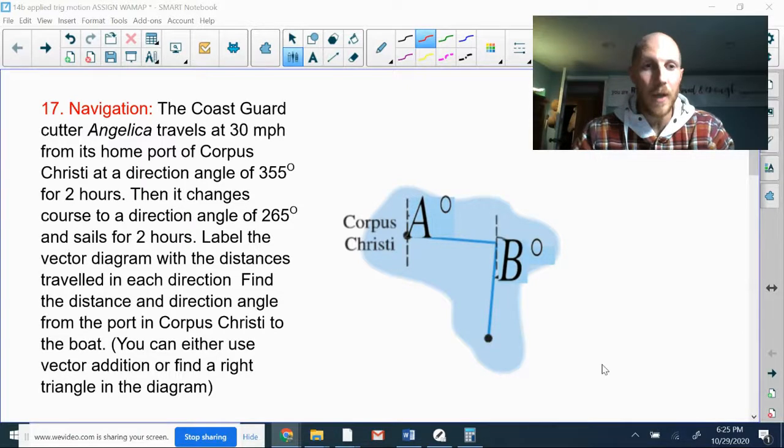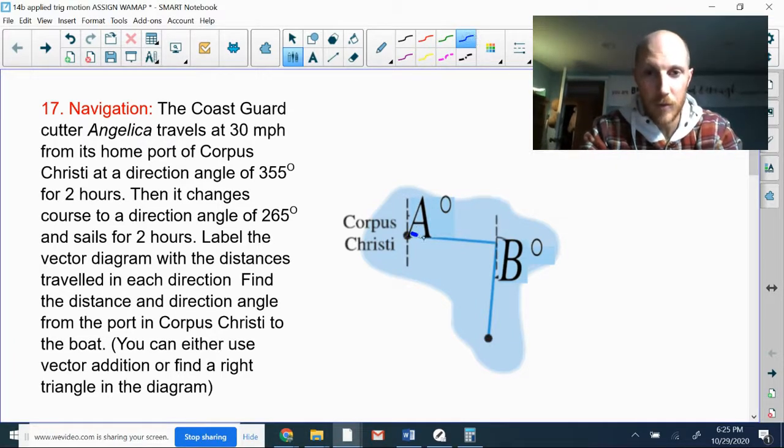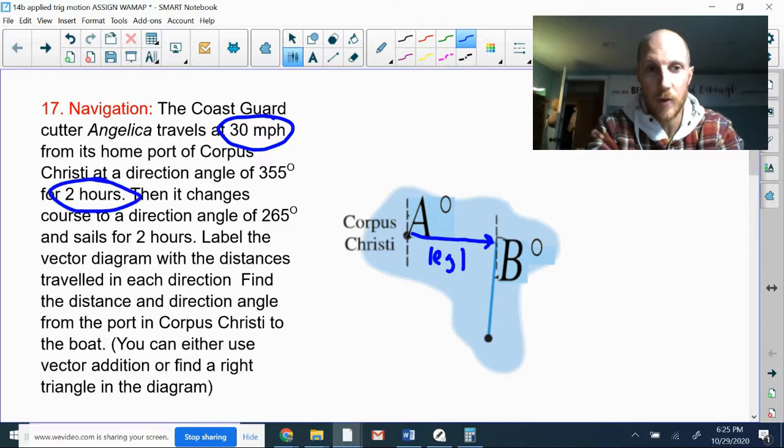It's a navigation problem. The Coast Guard cutter Angelica travels at 30 miles an hour from its home port of Corpus Christi at a direction angle of 355 degrees for 2 hours. We call that leg one. Leg one is a distance of 30 miles an hour times 2 hours. So this is 60 miles.